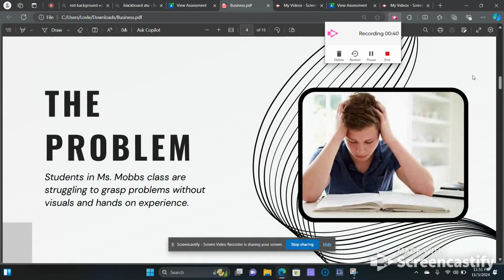The problem. Students in Miss Mobbs' class are struggling to grasp problems without visual and hands-on experience. Although Miss Mobbs tries to accomplish this, she does not understand how to teach her lesson any other way.